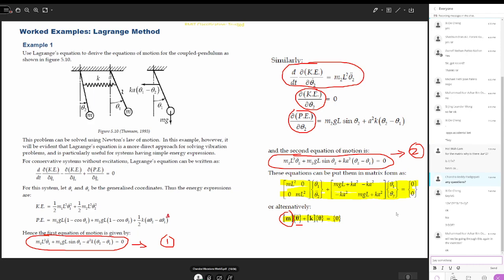Sometimes it is advantageous to use Lagrange's method, because if the system is complex, then applying Newton's law becomes a bit more complex. Guys, any questions on this?